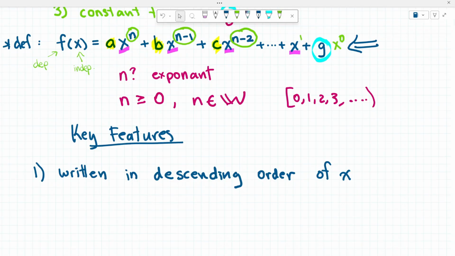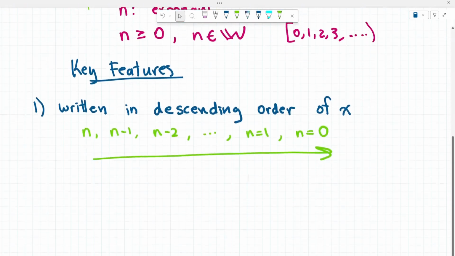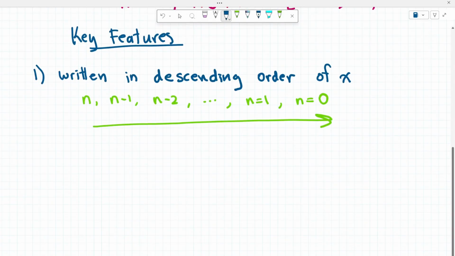So we can see how we went from n to n minus 1 to n minus 2, all the way to n equals 1, and then n equals 0. So we go from largest to smallest, in descending order. And that is the proper way to write out polynomials. Okay, so that's one key feature. Let's look at our next key feature. The next one is the degree of the polynomial.